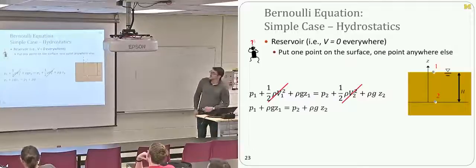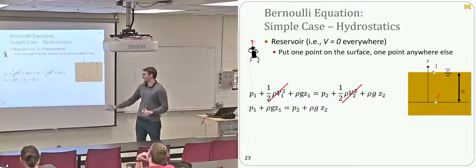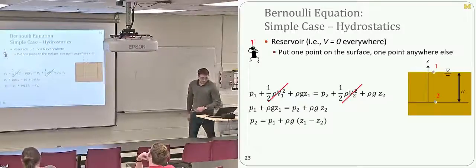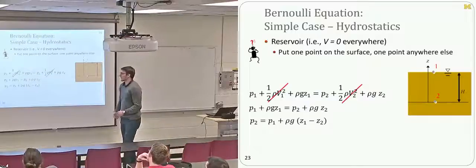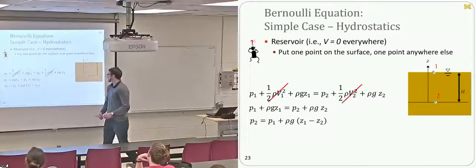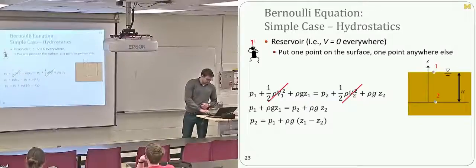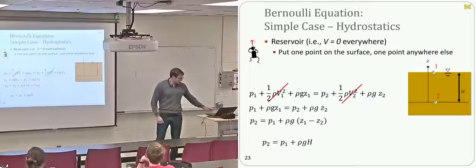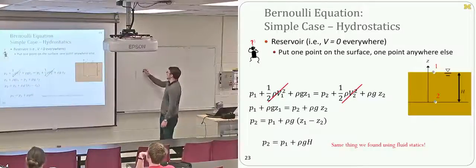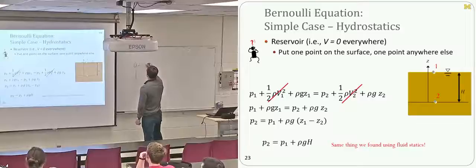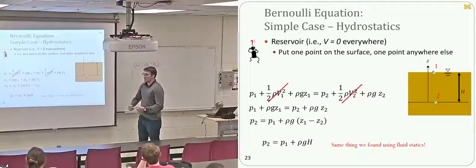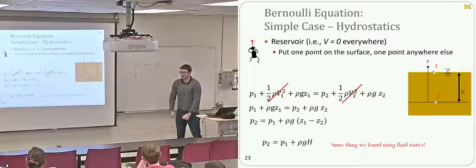So that means that the pressure at 1 plus rho g z1 means we can move things around and get the pressure at 2 is equal to pressure at 1 plus rho g (z1 minus z2), which in essence becomes P2 equals P1 plus rho g h, which is exactly the same thing we got using our good old 0 equals rho g minus grad p, right? Same equation, because they came from the same equations of motion.